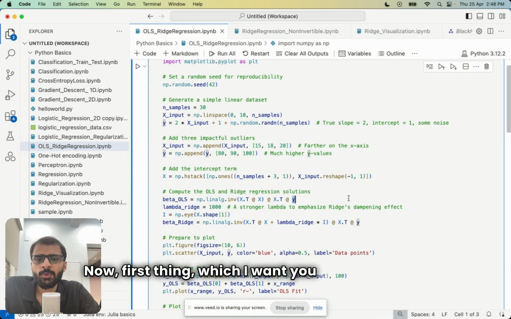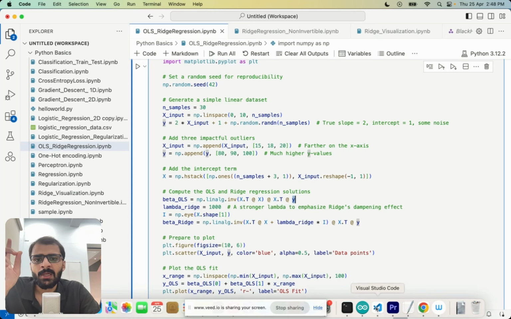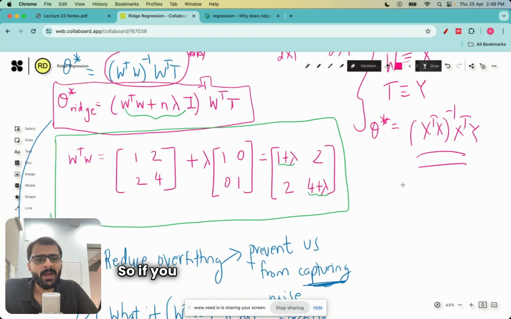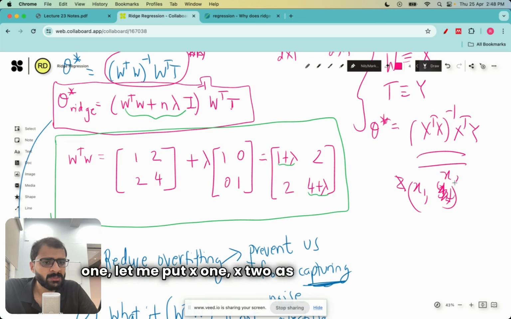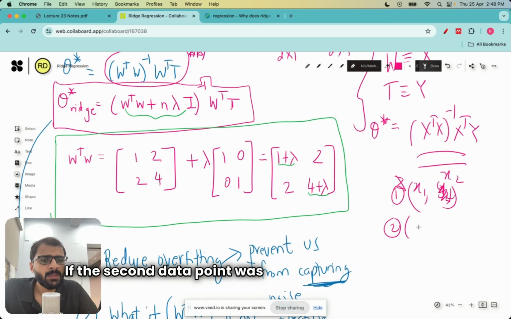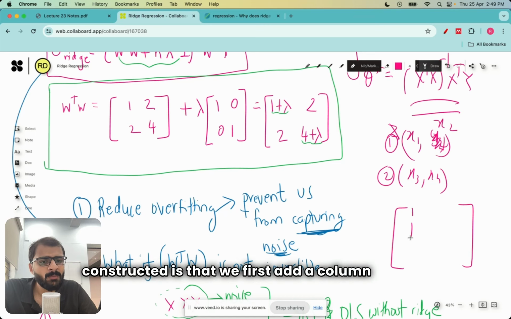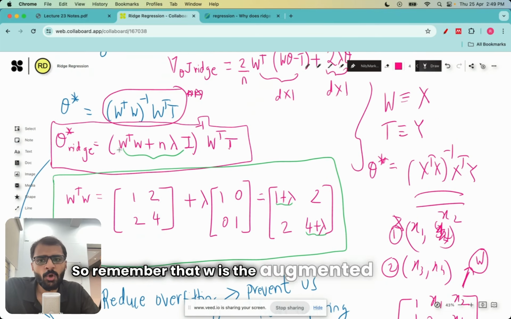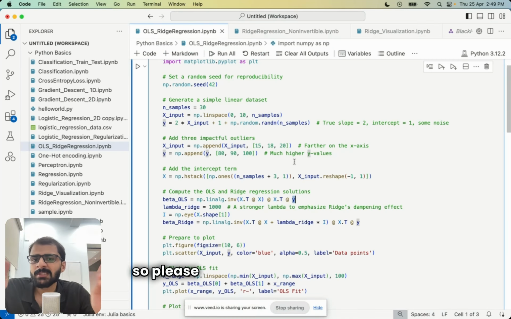Now, the first thing I want you to remember is the X augmentation which we did. The X augmentation was adding the column of ones. So if X1, X2 is the first data point and the second data point is X3, X4, then the augmented matrix is constructed by first adding a column of ones, then writing the first data point, then the second data point. This is how W is constructed in this formula. So remember that W is the augmented matrix in this formula and we have to append a column of ones. We have covered this in detail in the previous lecture, so please have a look at it.